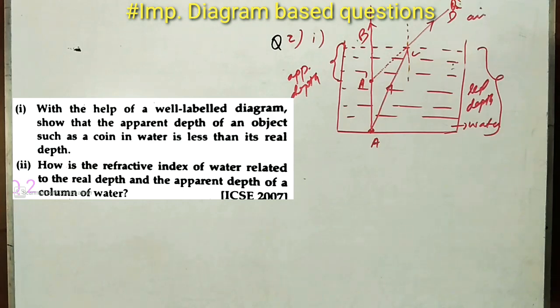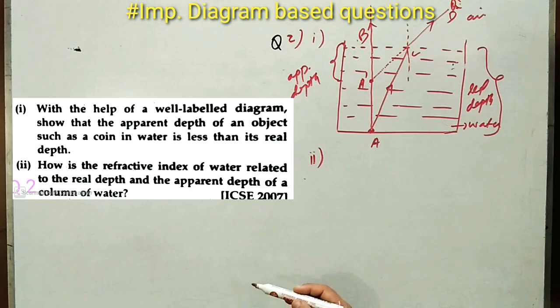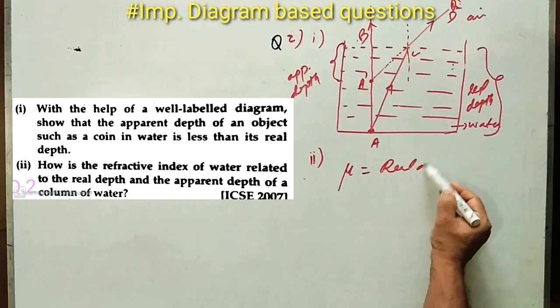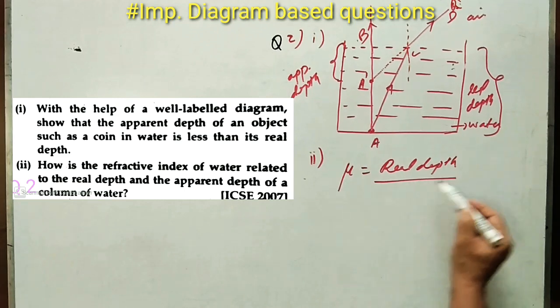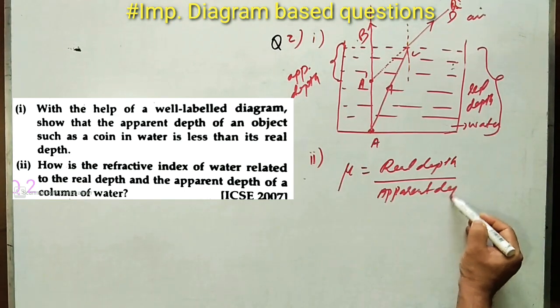So the ray diagram is complete. Moving on to the second part. What is the second part? How is the refractive index of water related to the real depth and the apparent depth of a column of water? You know the relation between refractive index, real depth and apparent depth. Refractive index is equal to real depth upon apparent depth. You just write the relation.